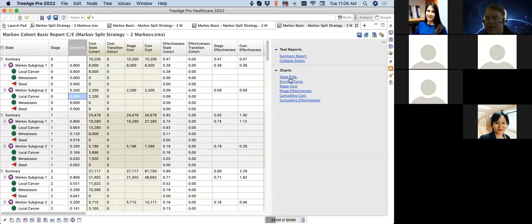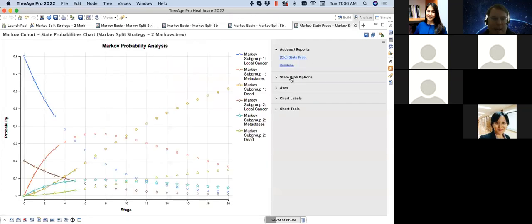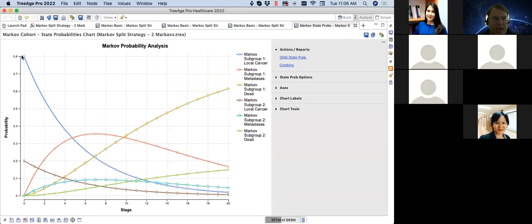And if I run something like the state prob report, I'm going to have now a lot of states, right? Here's the 80% in local cancer in the first subgroup. Here's the 20% in local cancer in the second subgroup. And of course, they both go down over time. And here are the people dying in the first subgroup, and here are the people dying in the second subgroup. And this could never get any higher than 80%. And this could never get any higher than 20%. So that's the general concept of combining the overall cohort output into a single strategy level value.